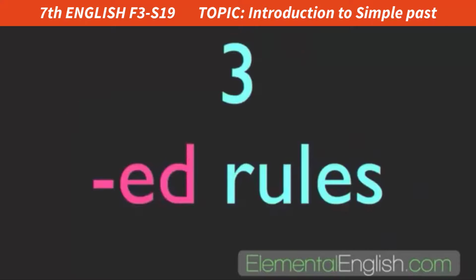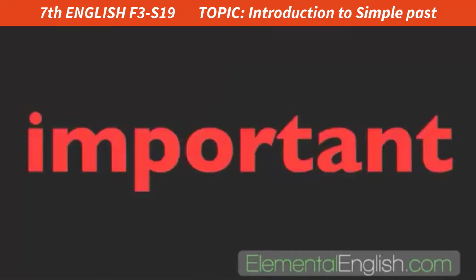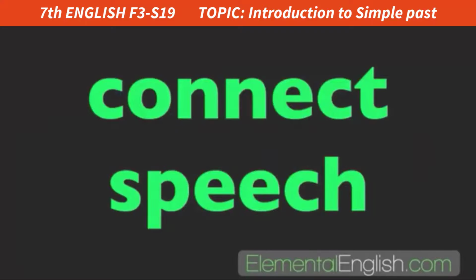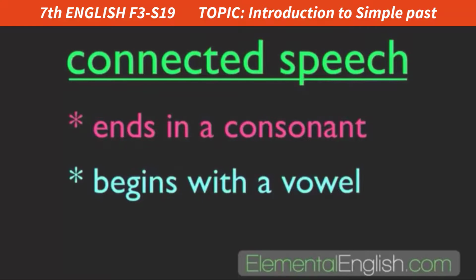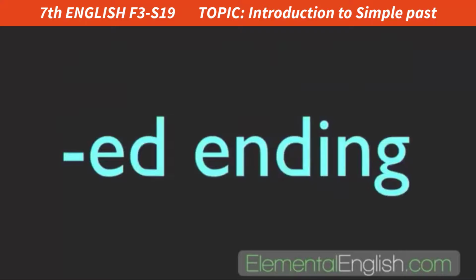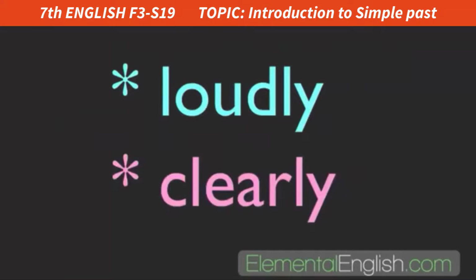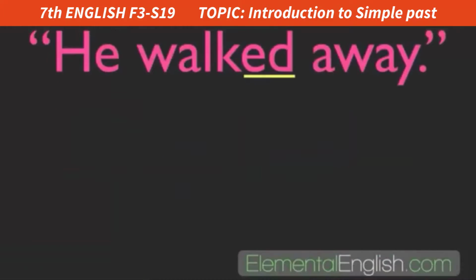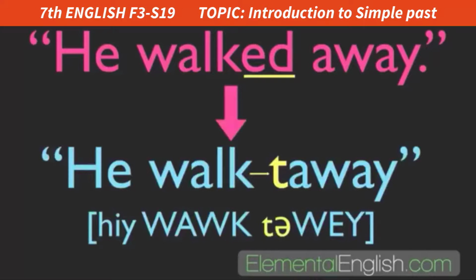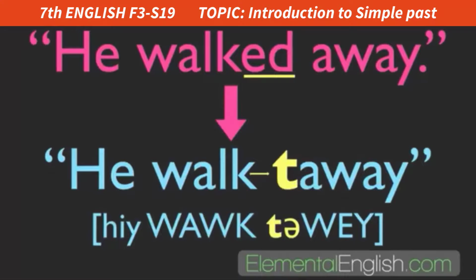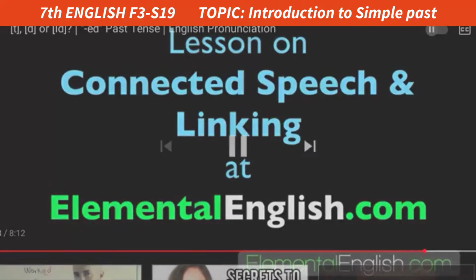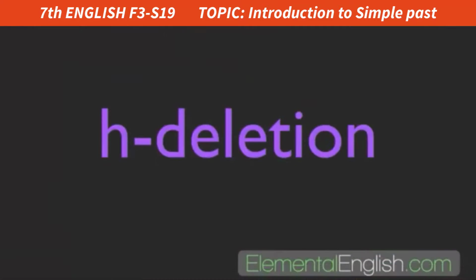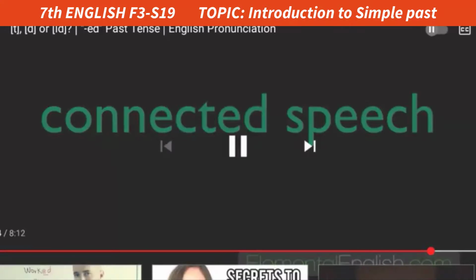These ED pronunciation rules are particularly important because in English we connect our speech when we have a word that ends in a consonant and is followed by a word that begins with a vowel. In this case, the way you say the verb's ED ending will be heard loudly and clearly. For example, he walked away is pronounced he walked away. Did you hear the t in walked clearly? See the lesson on connected speech and linking for more practice and explanation.